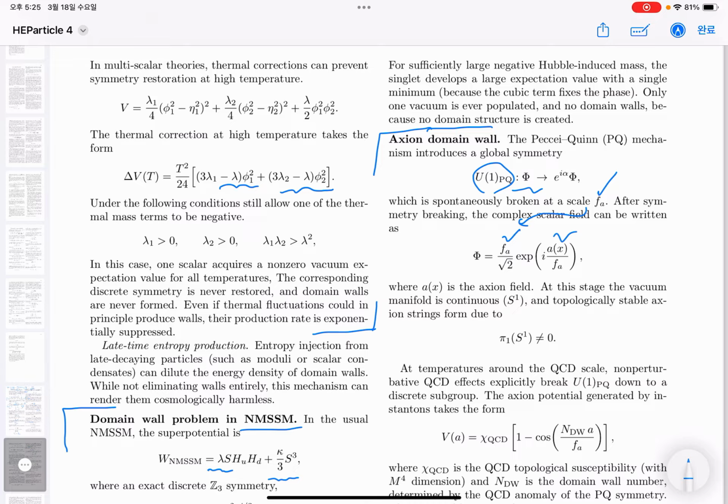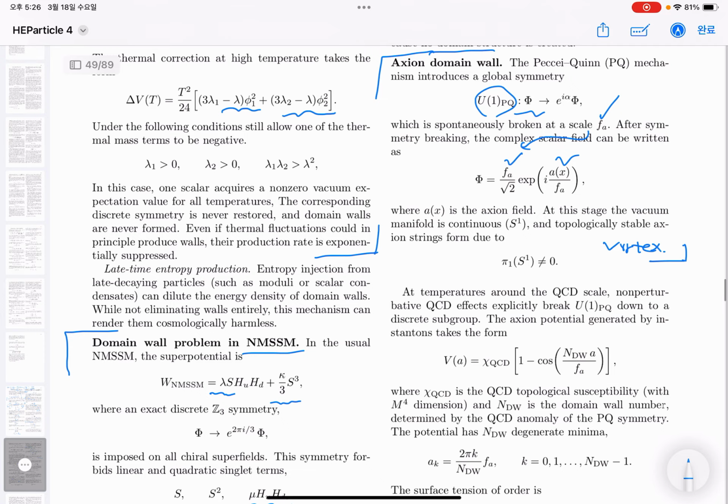Originally, when such a U(1) continuous symmetry is spontaneously broken, the arising topological defect is the cosmic string or vortex, not a domain wall. But there is a QCD effect. Around the QCD scale, the non-perturbative QCD effects explicitly break the U(1) PQ symmetry to a discrete subgroup.